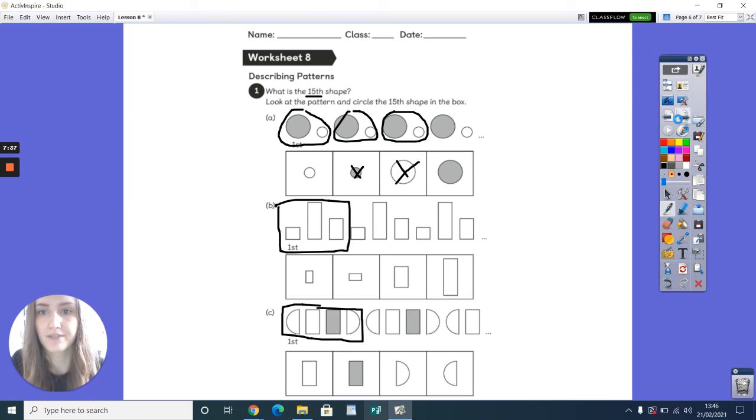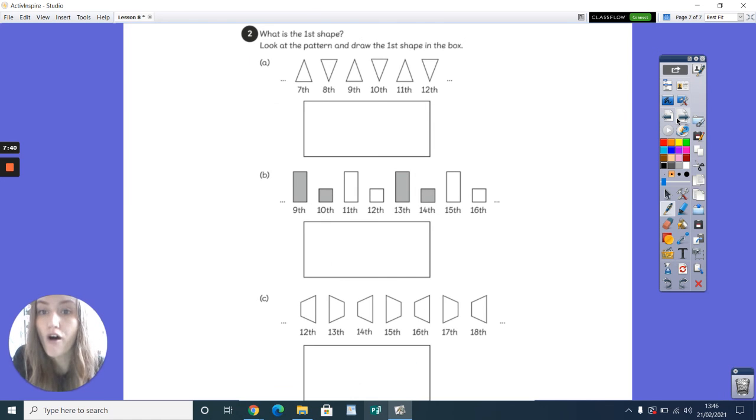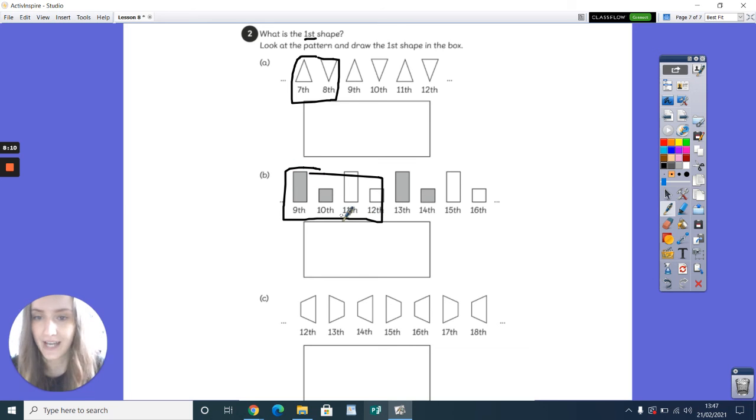And then your second page, you've got to draw the shape that would be first. So it doesn't start from the first shape, it starts from the 7th, so you've got to work backwards. Okay, this one's just a pattern of 2, so we can look at the odd and even numbers. So it's the first shape, it's an odd number, which shape will come first, and you draw it in the box. This one we've got a pattern of 4, so you might want to draw them and work your way backwards. And remembering if it is a grey shape, just shade it in. But if it's a white shape, just leave it blank.